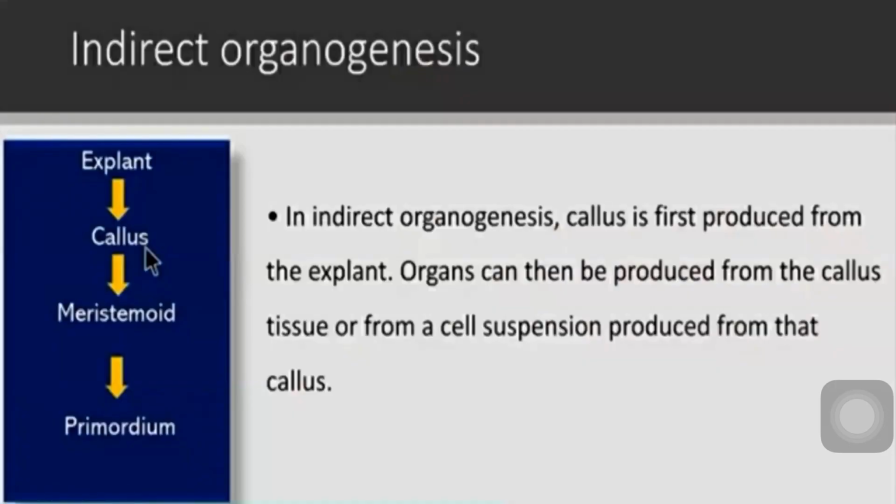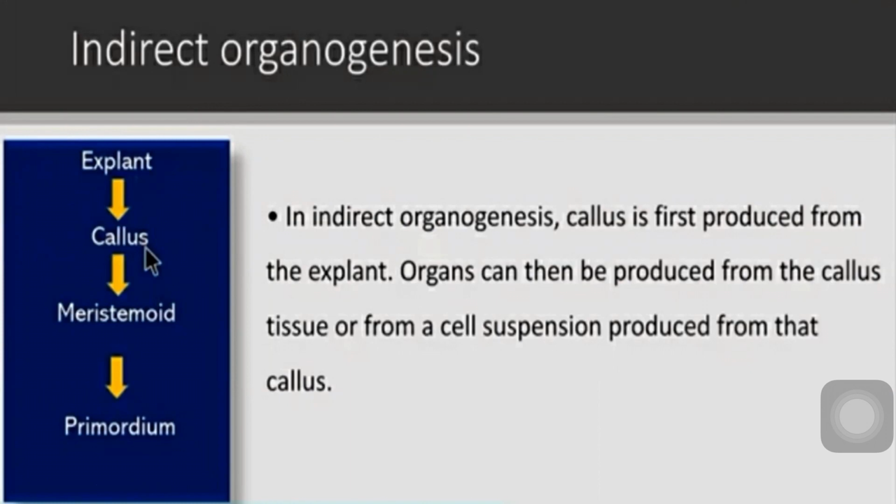Now the indirect organogenesis. In case of indirect organogenesis, we again have to take the explant from the plant source. Then this explant is getting converted, or we form the callus first. Now, if we want to form the callus first, we have to take an equal concentration of auxin to cytokinin. Then only we will be able to get the callus.